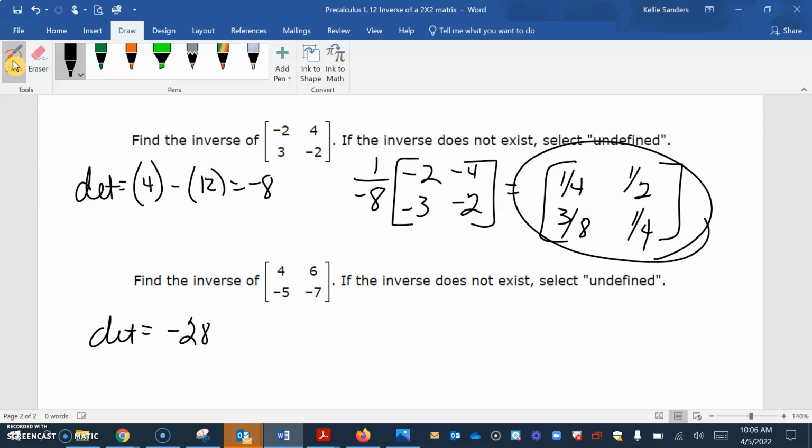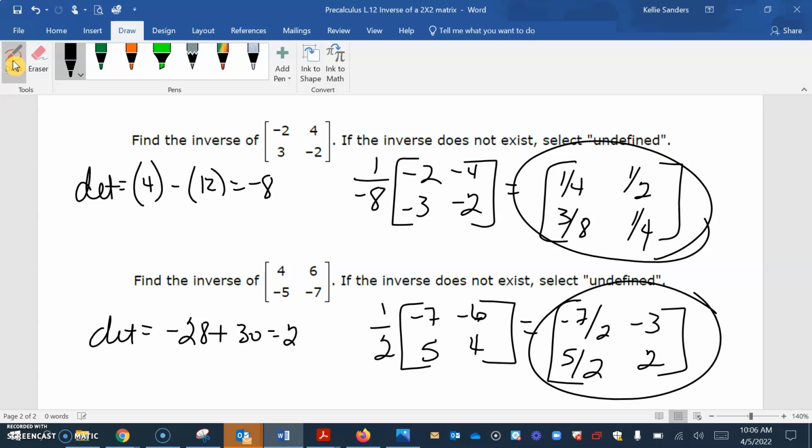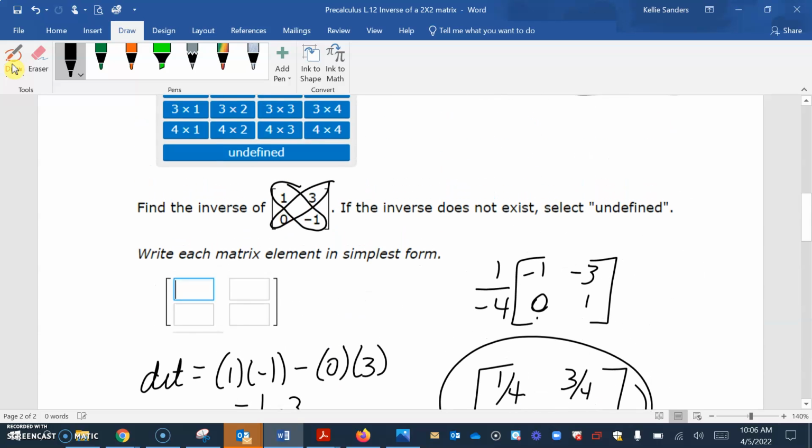-28 minus a -30 is 2. Switch, opposite, multiply. That's it. You're finished with Unit L.